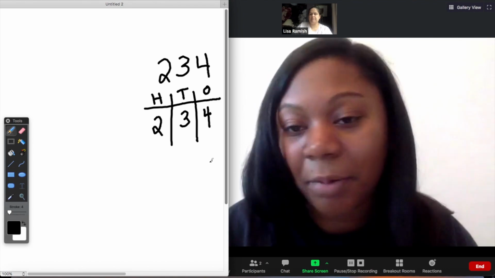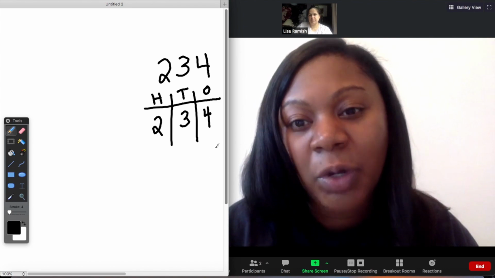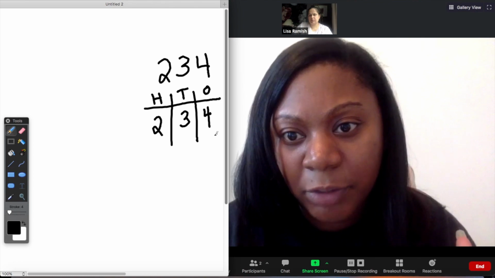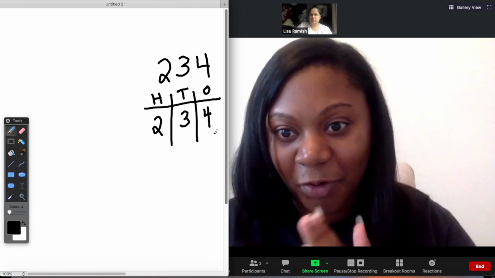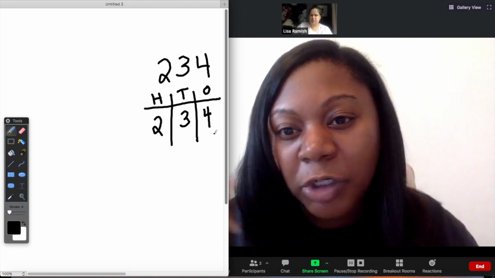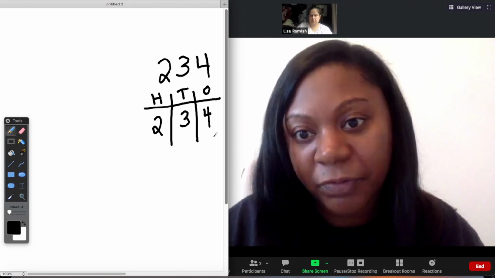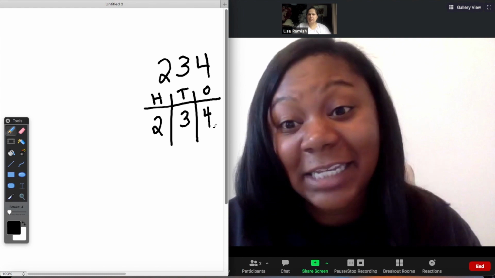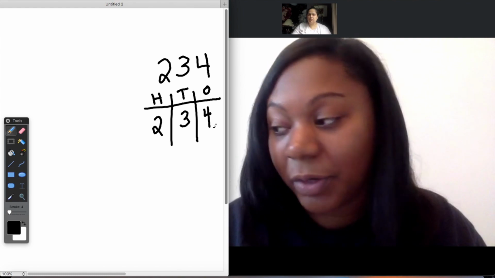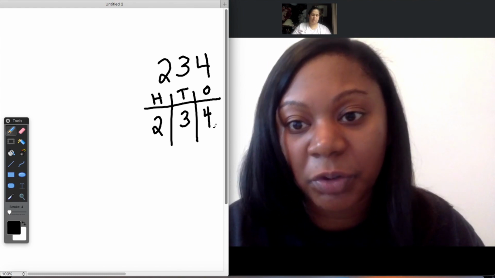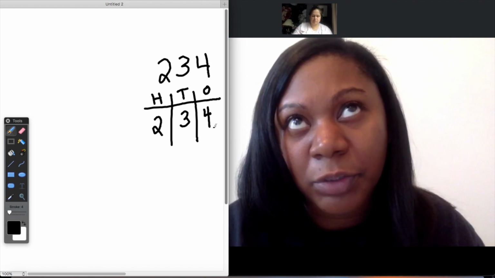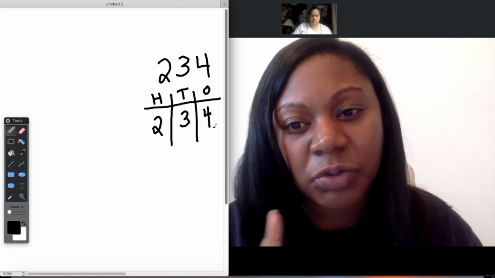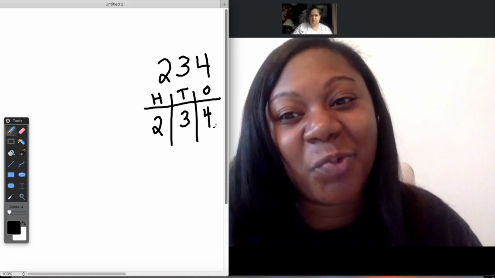Now we want to draw our model, okay? Normally when we read our number, we start 234 with the largest value. But when we're drawing our model, we're actually going to start with the lowest place value because it makes sense and you never know when you have to regroup, okay? So if I'm doing 234, I'm going to start with the lowest place value, which in this number 234, would be the ones place.